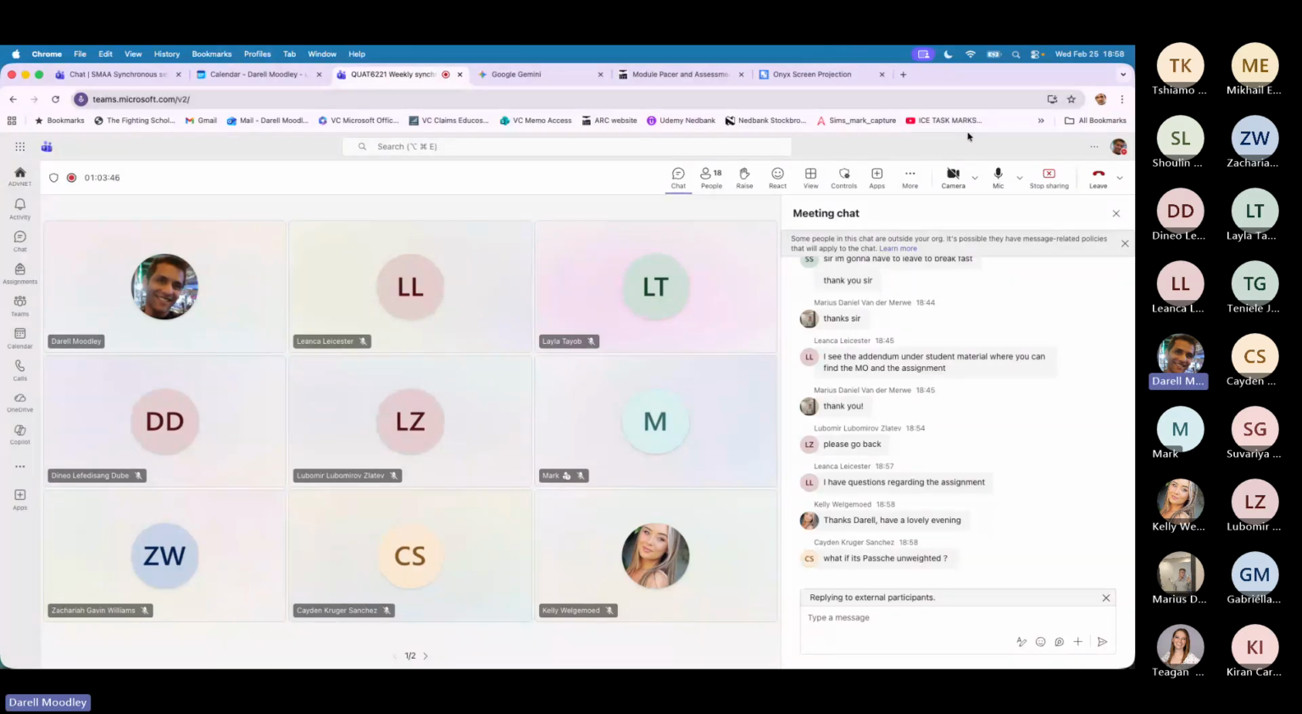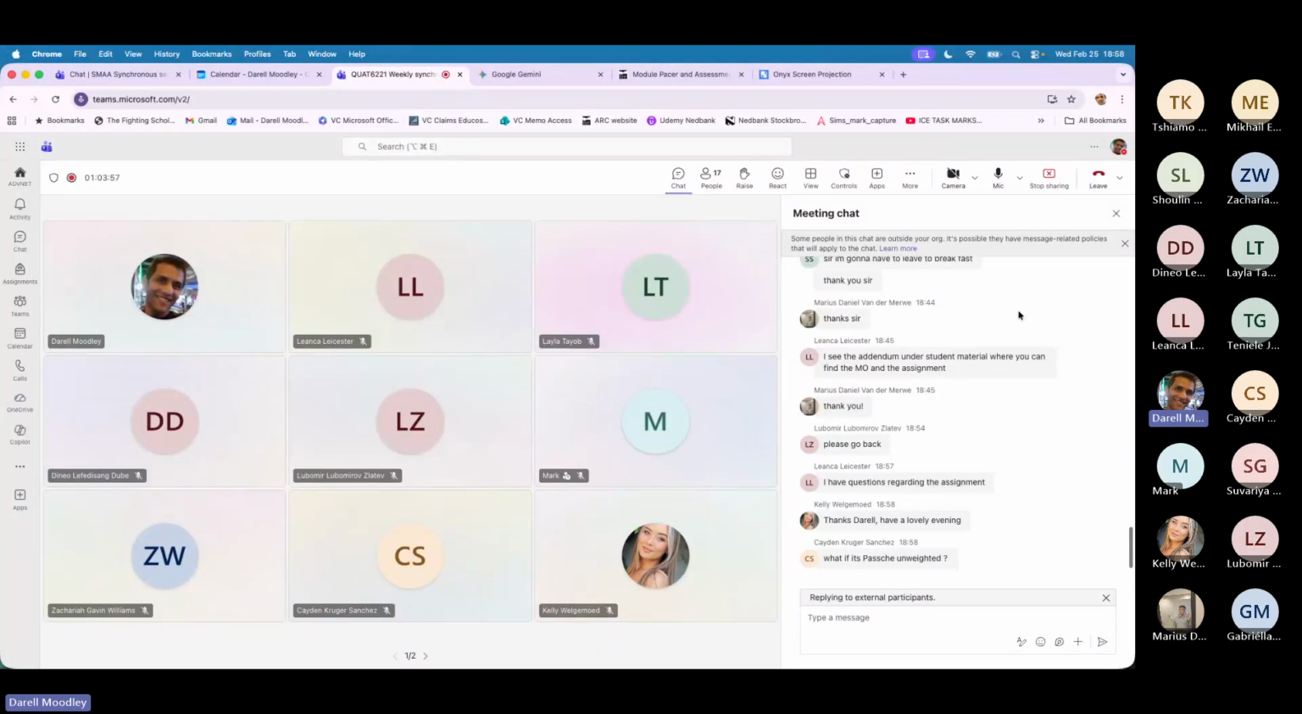What if you don't get Paasche unweighted? Paasche and Laspeyres are always weighted. There's no specific name for unweighted. Just remember that Paasche, Laspeyres, by definition, is always a weighted index.